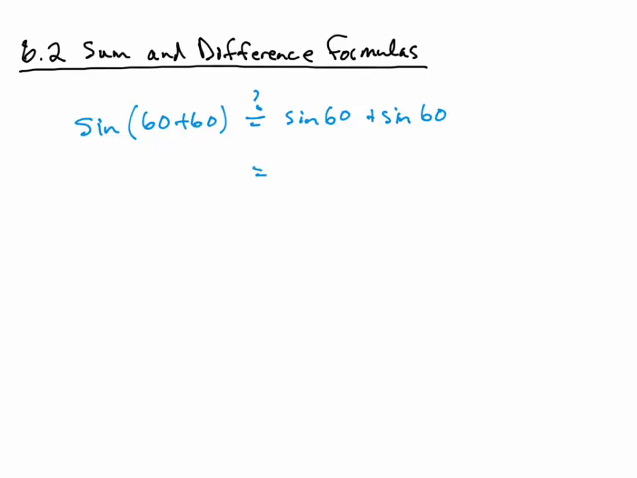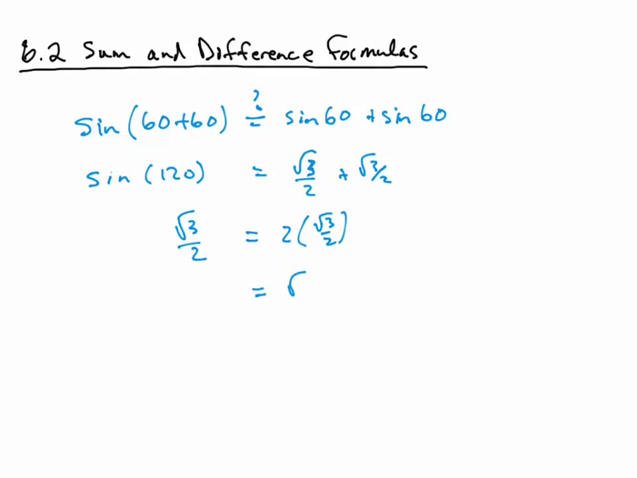On the left side, 60 plus 60 would be the same as sine of 120 degrees. And what is sine of 120 degrees? That's going to be root 3 over 2. Now sine of 60 is also root 3 over 2, so root 3 over 2 plus root 3 over 2. What we get is 2 times root 3 over 2, or just root 3. So what we see is that these are definitely not equal to each other.